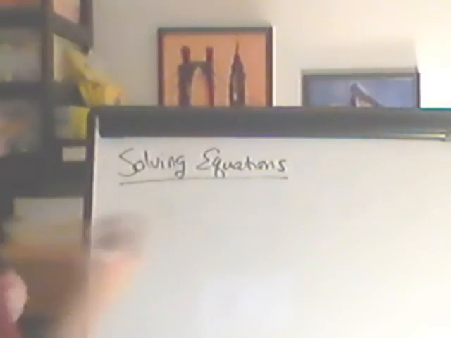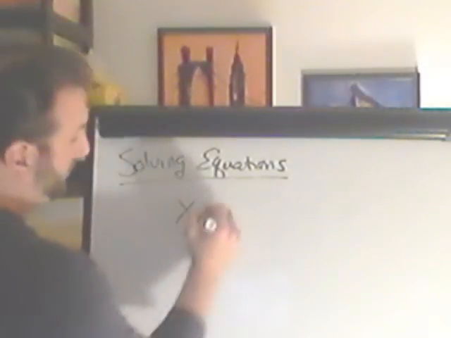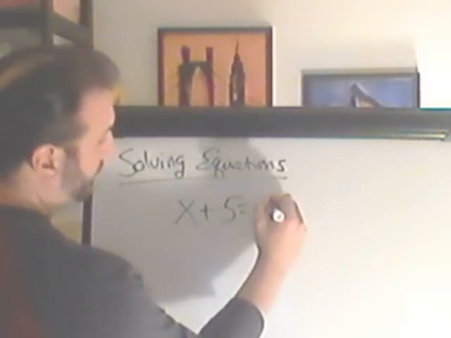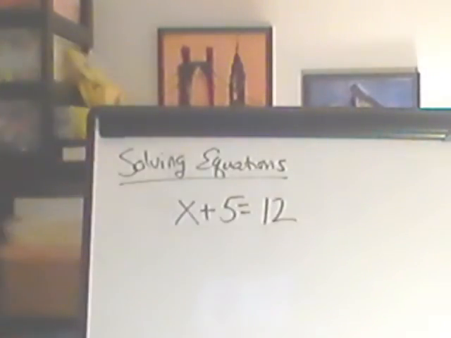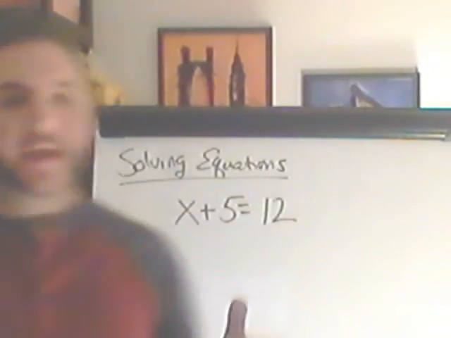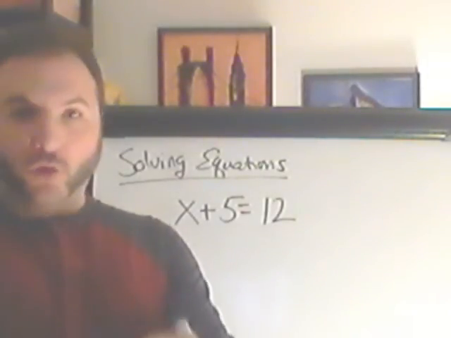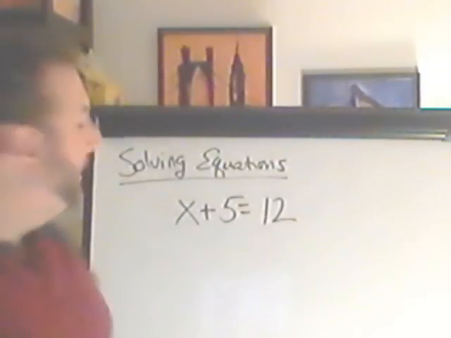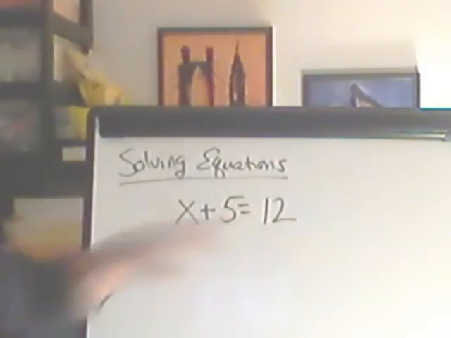Here we go. Another addition one. Okay, here's my x again. Oh, and by the way, that's the funny thing about algebra. You don't always need an x. It could be any letter of the alphabet. We're just using x right now. I got x plus 5 equals 12.